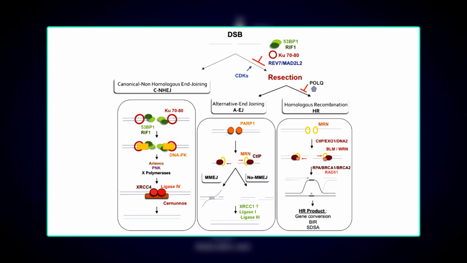During NHEJ, Ku protein heterodimer is recruited to DNA ends, followed by DNA-PKcs in association with ARTEMIS, which processes double-stranded breaks. Polymerase mu and/or lambda fills these ends when required, followed by ligation using the XLF-XRCC4-DNA ligase 4 complex.